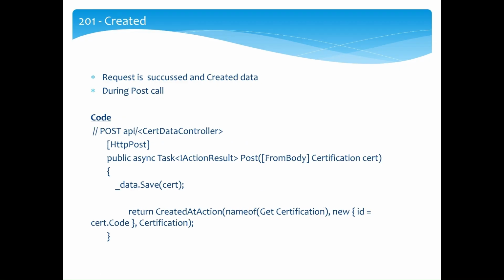201 is used when the request succeeded and for the created data. This will be used for your POST actions. When you look at the code below, we are trying to make a POST call for the certification data. It is trying to save to the database. And we are using the CreatedAtAction, which is an important method that will return the created certification to the client.